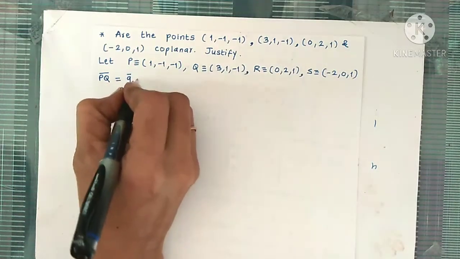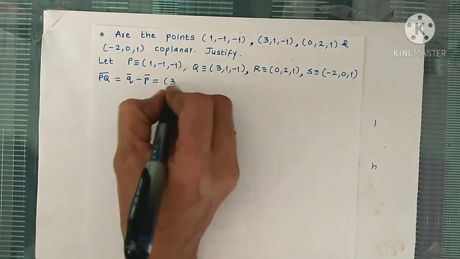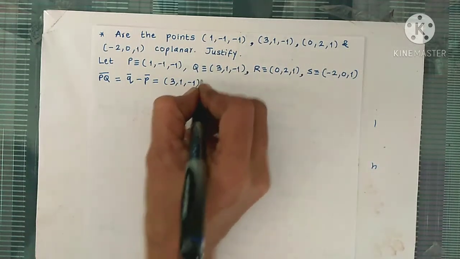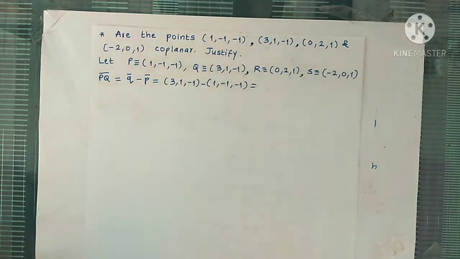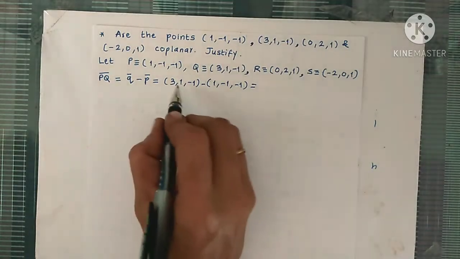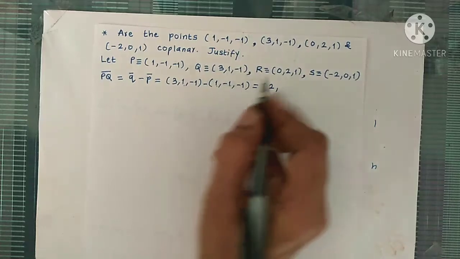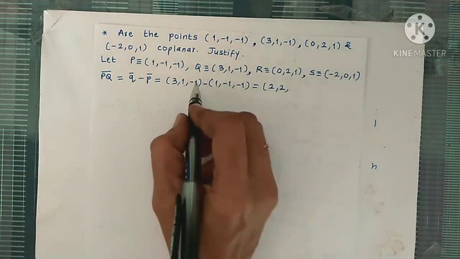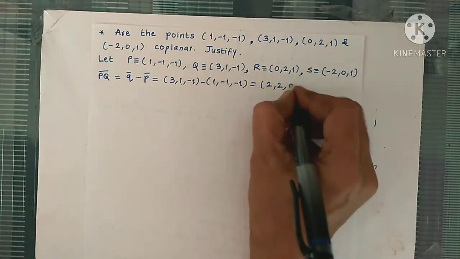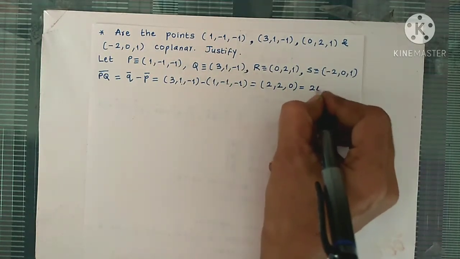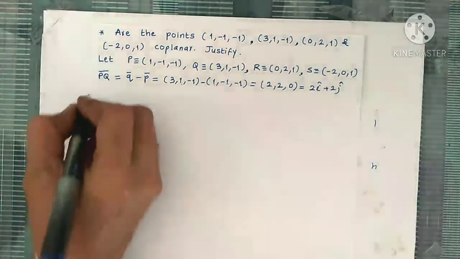So PQ bar is Q bar minus P bar. So Q is 3, 1, minus 1, minus P is 1, minus 1, minus 1. So subtracting the corresponding terms, we get 3 minus 1, that is 2. Next one is 1 minus minus 1, that is 2. And here also we have minus 1 minus minus 1, so the difference is 0. So this becomes 2 i cap plus 2 j cap. So we have PQ bar.